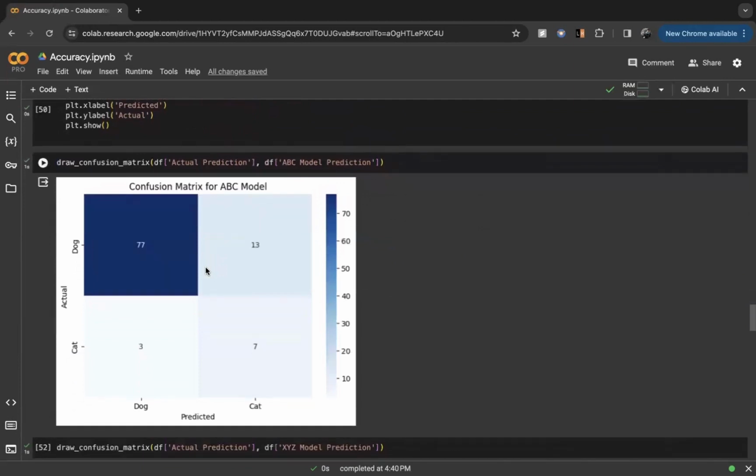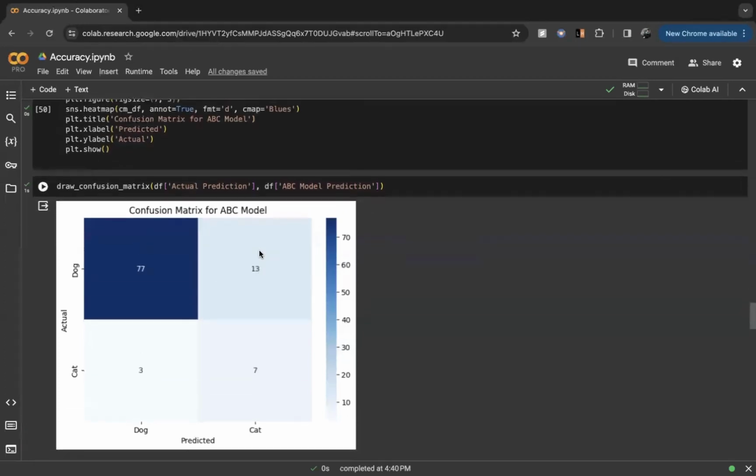If you look here, in the confusion matrix for the ABC model, we have 77 dog images that were correctly predicted and 7 cat images that were correctly predicted. For the other cells, for a cat image, it predicted dog. There are 3 such instances. And in the same way, for 13 of the dog images, it predicted cat. That is why we have 13 in the top right cell.